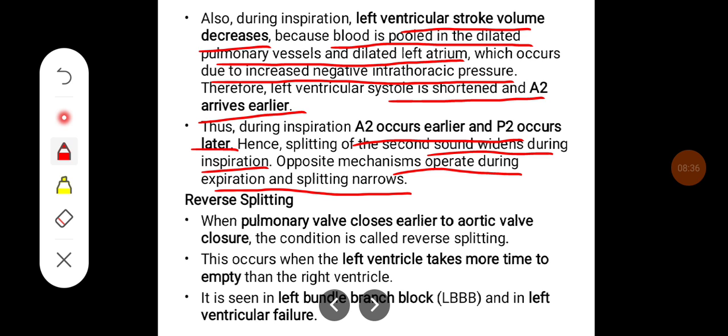When pulmonary valve closes earlier than aortic valve closure, this condition is called reverse splitting. This occurs when the left ventricle takes more time to empty than the right ventricle. So it is seen with left bundle branch block, that is LBBB, and left ventricular failure.